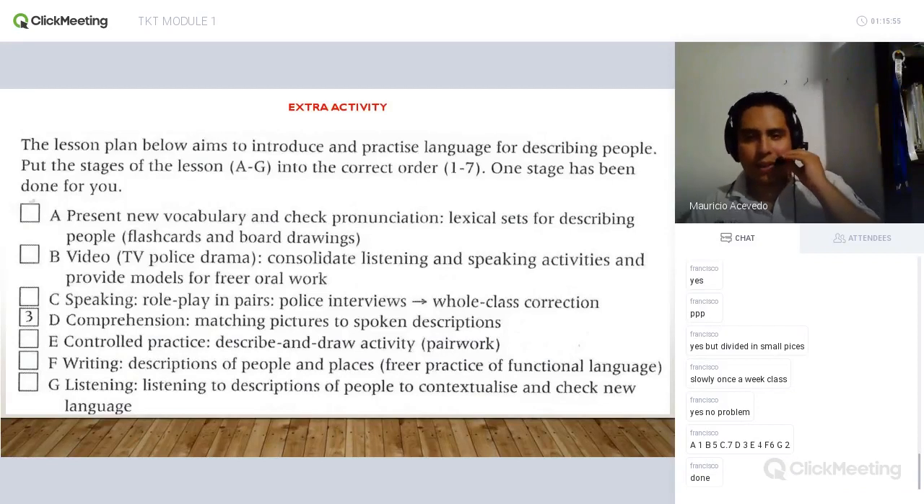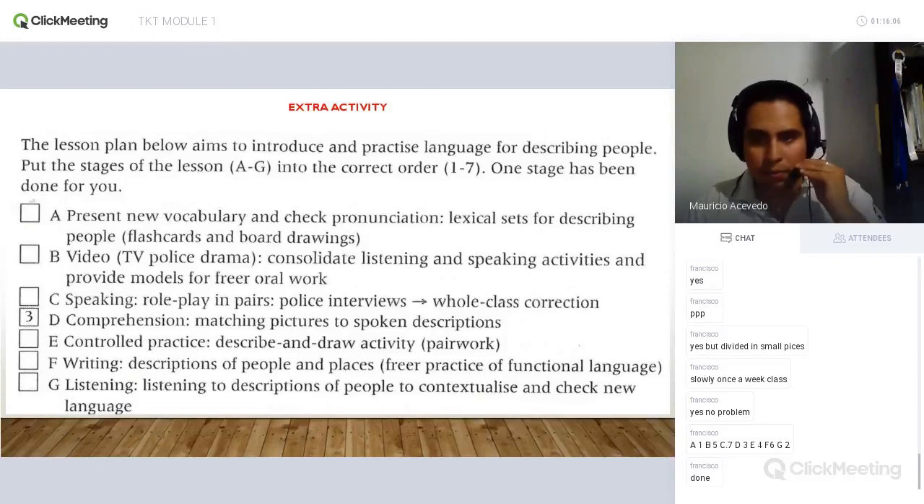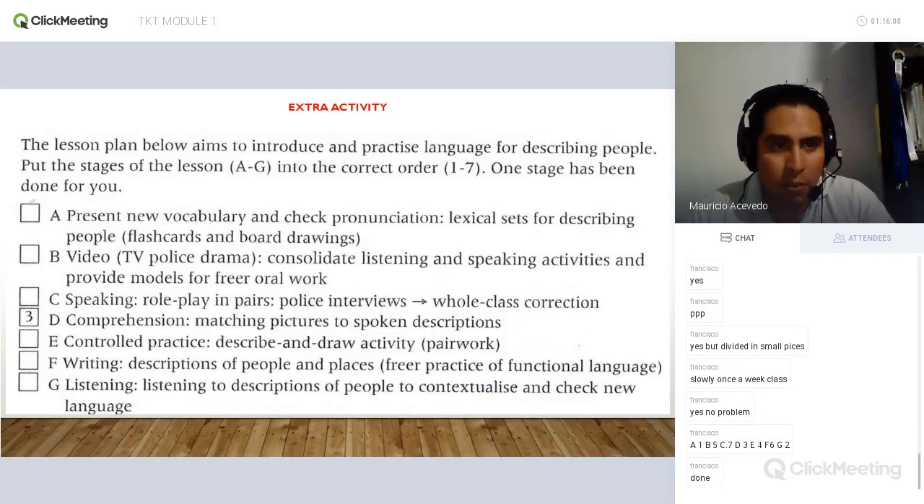Okay, Francisco, are you ready? So here we got your answers. Okay, we have letter A for you is number one. I like that. Present new vocabulary. So presentation for you B, it's number five.